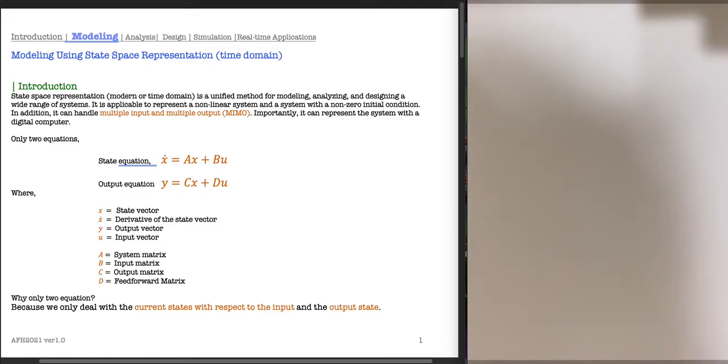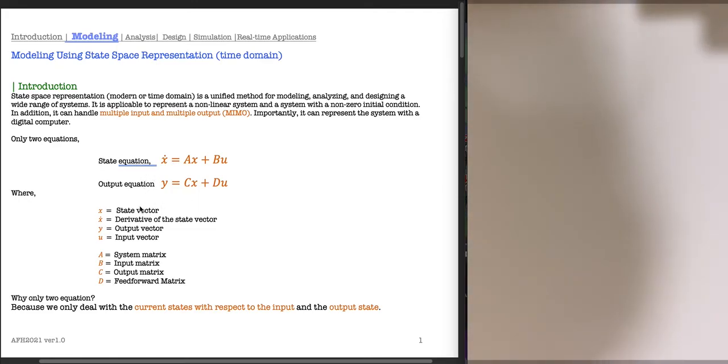In a state space representation, we only deal with two equations. The first one is the state equation, and the second one is the output equation. Only these two equations. What do the equations consist of?